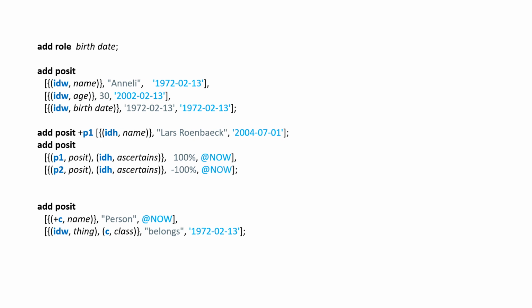And further down here, we can also add classifications. So here we add, with a plus sign, a new identity for something that we name person, since now. And this we connect to this IDW, that's the wife. In this case, this wife thing, we say that it belongs to this class called person, and it does so since the birth of the wife. So it is possible to produce the classification as posits as well.